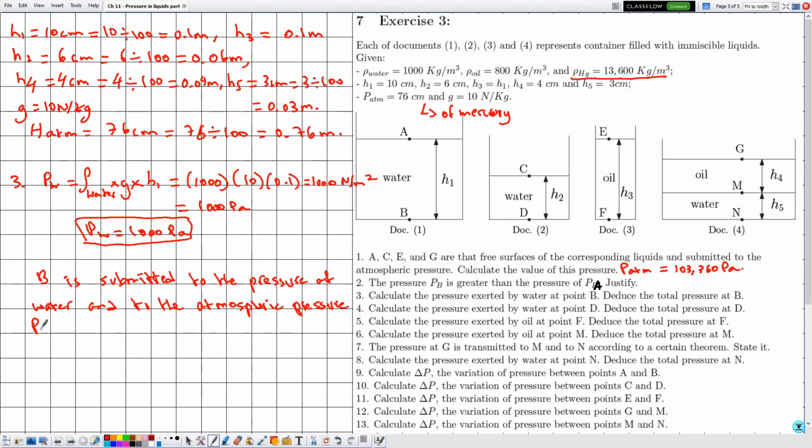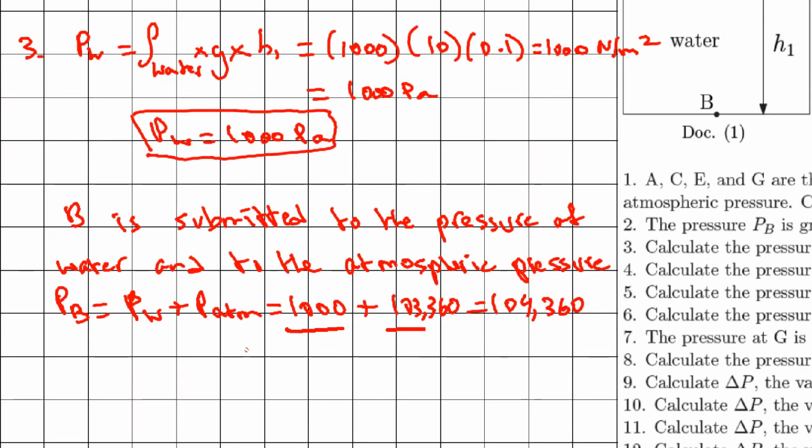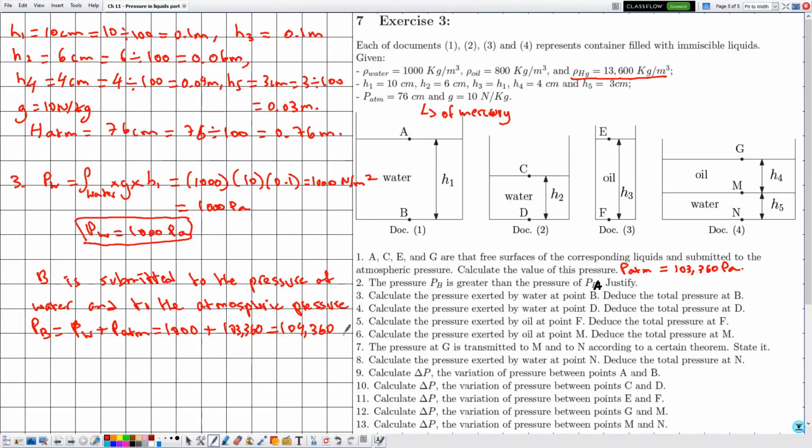So the total pressure at the point B, which is represented by PB, is equal to PW plus PA. PA is given by P atmosphere. Now 1000 plus the value of the atmospheric pressure, which is 103,360. Now plugging this on the calculator, the value of PB is 104,360. Since both these values are expressed in Pascal, the value of PB will be expressed in Pascal, which is in the SI. So the value of the total pressure at the point B is 104,360 Pascal.